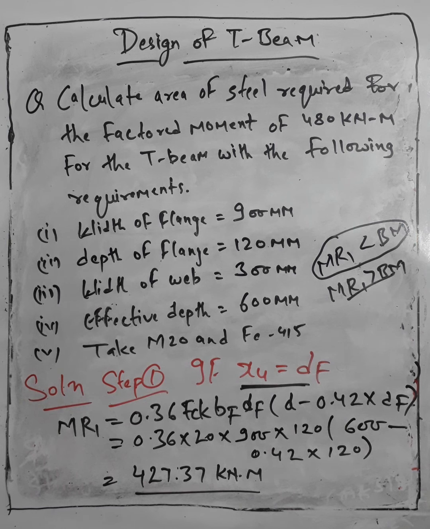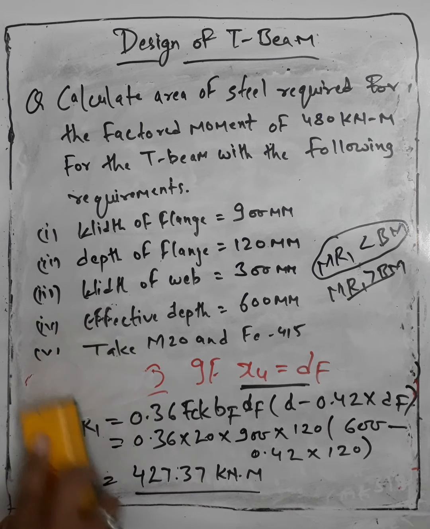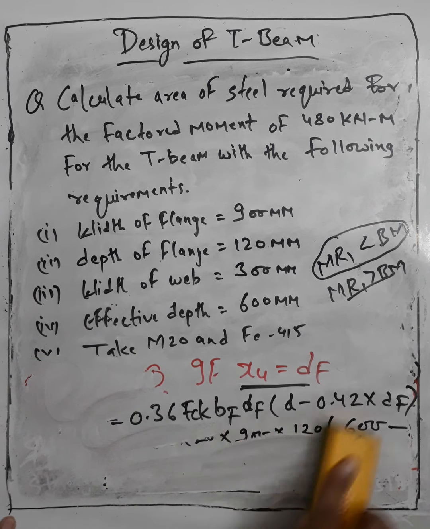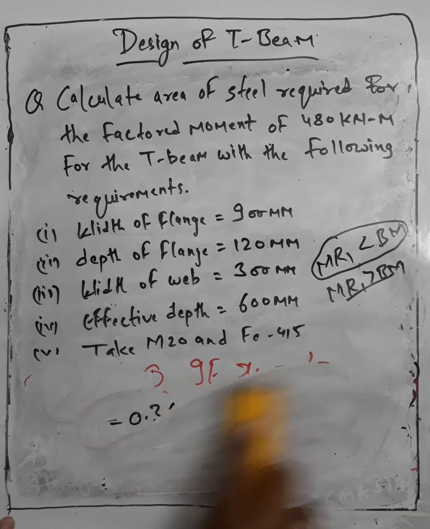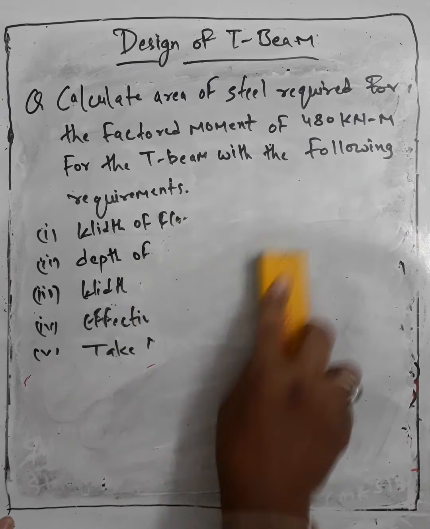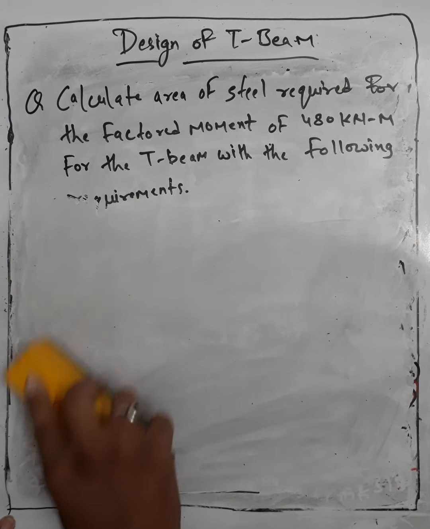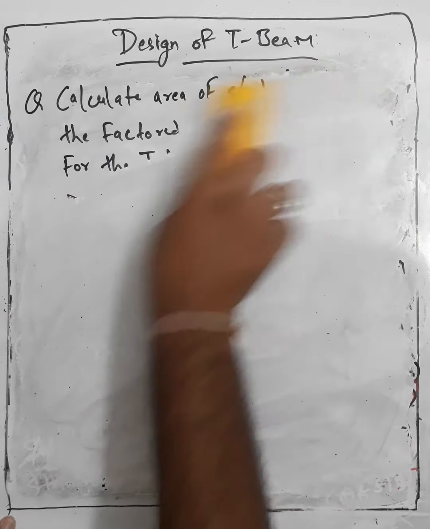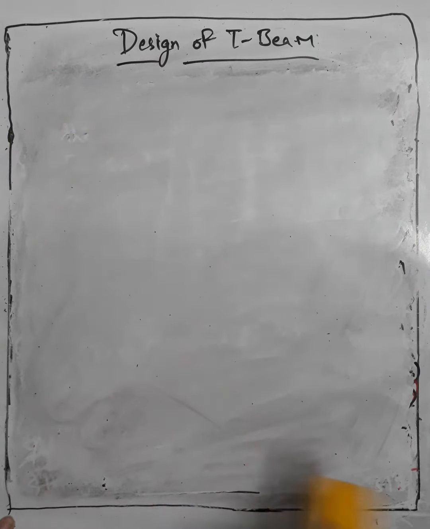So now we have to find MR2 also. For finding MR2, we have to put XU equal to 7 upon 3 DF. This is our step number 1 over. Now we write step number 2.